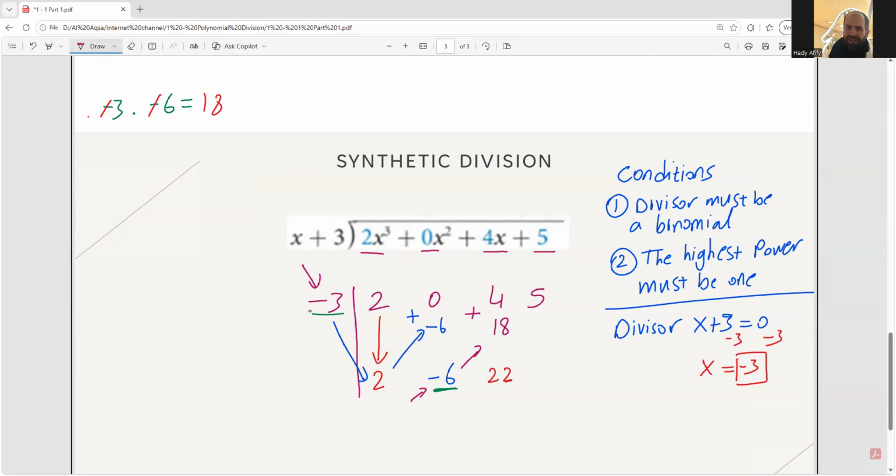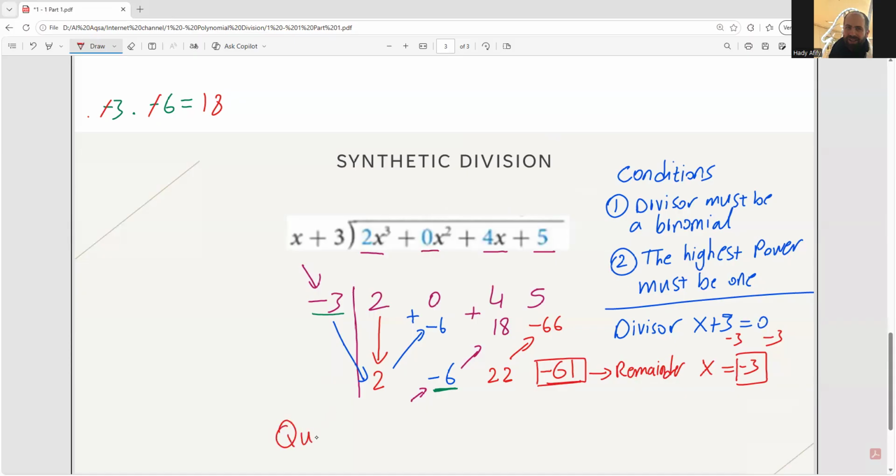And then I'm going to multiply negative 3 times 22, and you're going to get negative 66. I'm going to add 5 to negative 66. I'm going to get negative 61. Okay, that's great. Now, the last number that you will get in the synthetic division is the remainder. So if it is 0, the remainder will be 0, which is great. If it's not 0, then you will know that the last number is the remainder. So how can I write the quotient in this case?